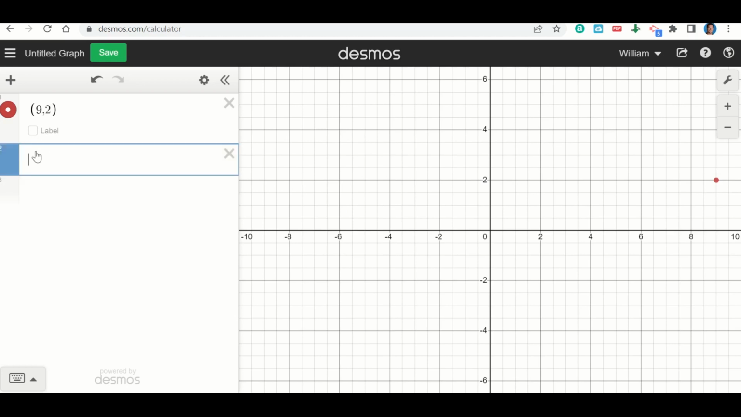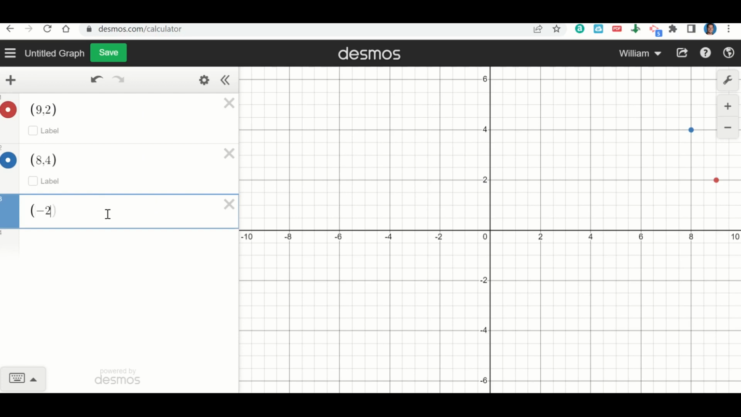If I want to add another one, let's call this 8, 4. Again, there's my next point. So I can plot as many points as I need to by using this format of parentheses and then the x coordinate, y coordinate, and then closing the parentheses. And I can graph any points that I want. So negative 2, negative 5 puts the point right there. So I can graph as many of these points as I need to, and Desmos will do it for me. So that's how you can let Desmos check your work for you.